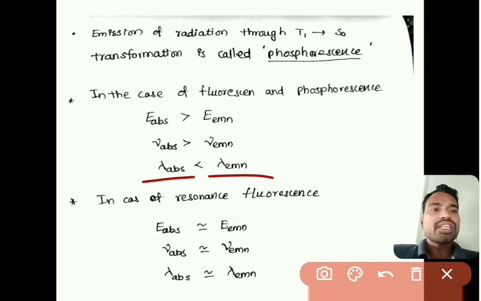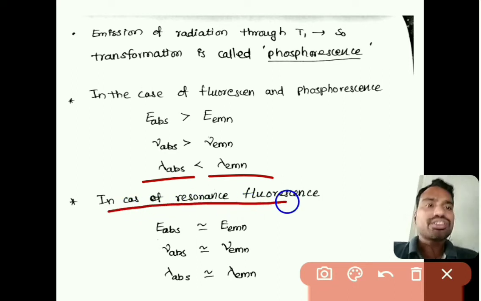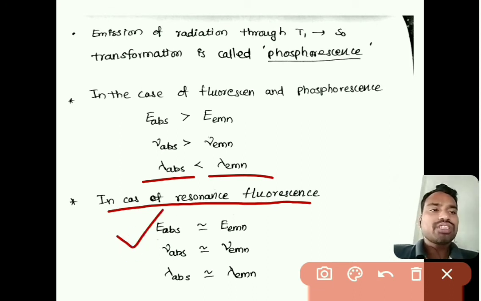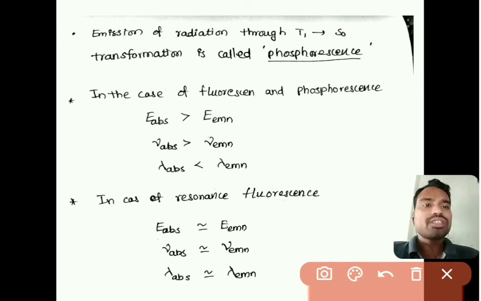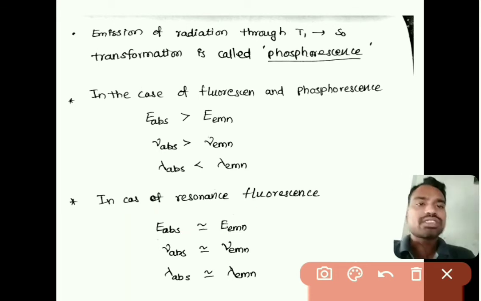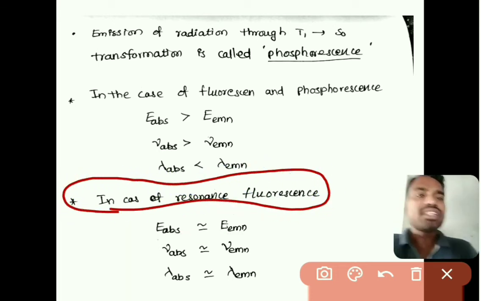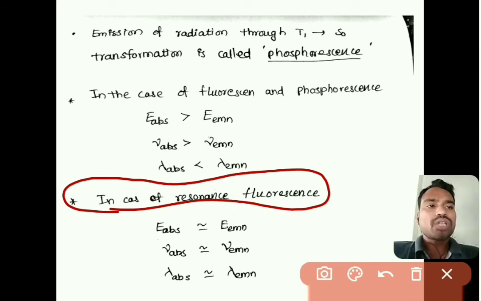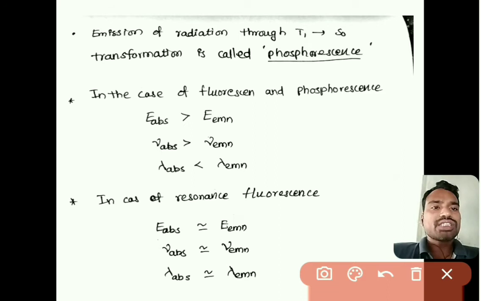So in the case of resonance fluorescence, the energy absorbed is almost equal to the energy emitted, or frequency absorbed is equal to frequency emitted, or wavelength absorbed is equal to wavelength emitted, right? So whatever energy is absorbed by the molecule, the same energy will be given out while coming to the ground state. That's what is called resonance fluorescence. Resonance fluorescence means it is giving the same amount of energy which is absorbed.